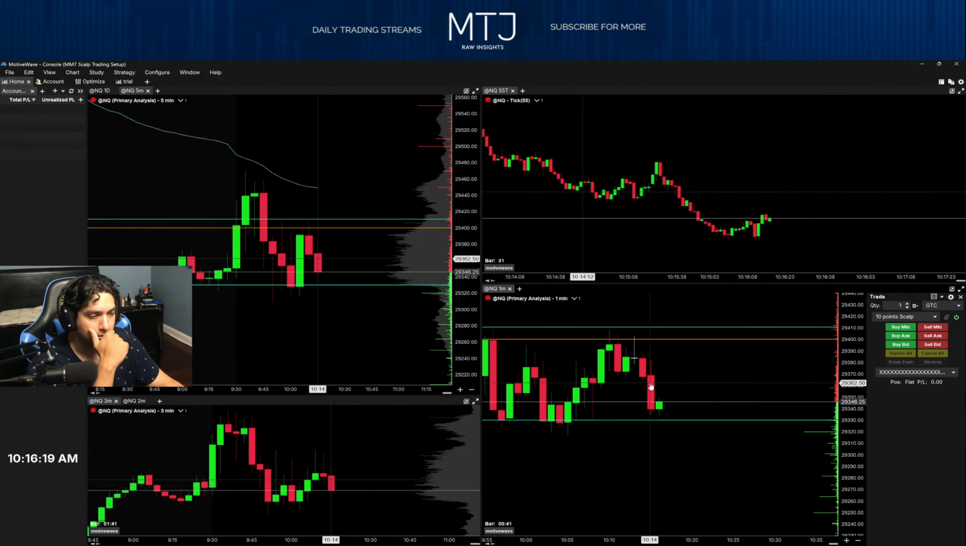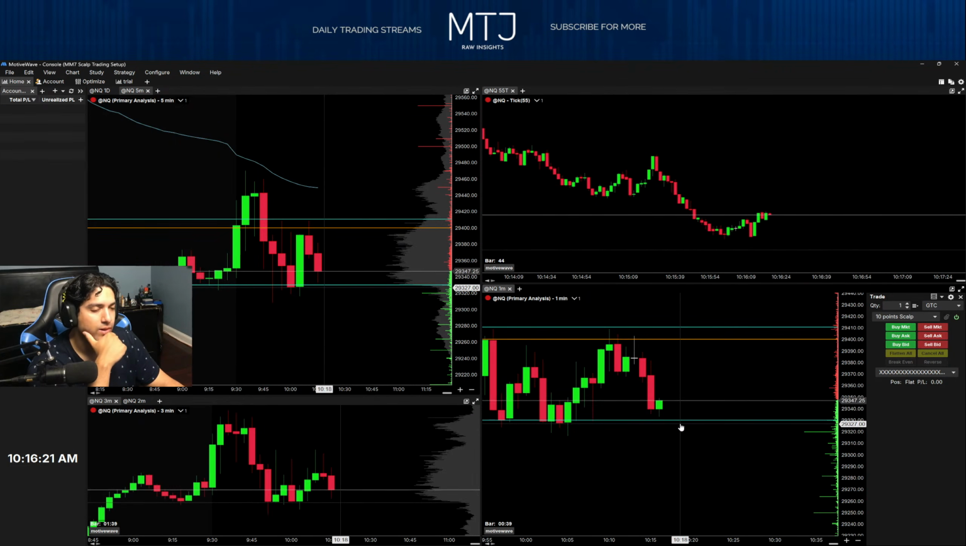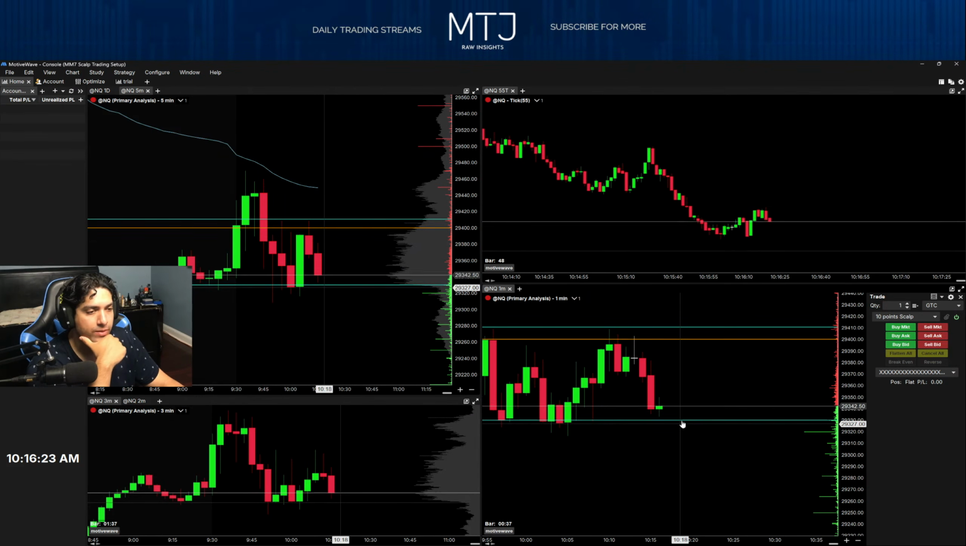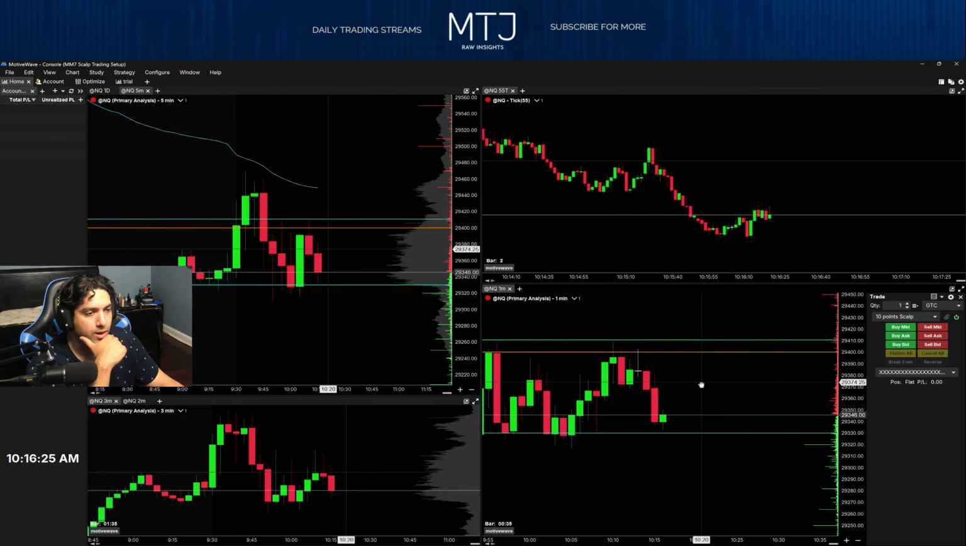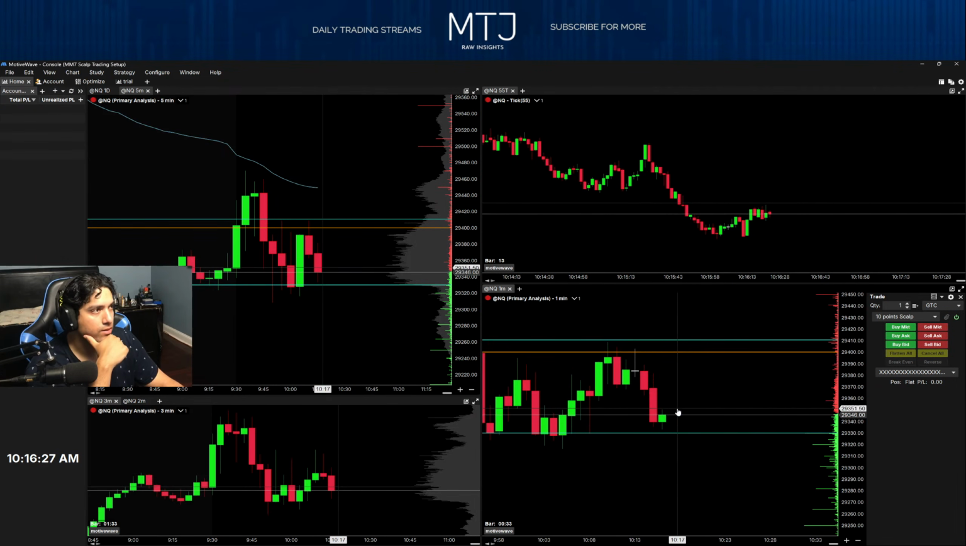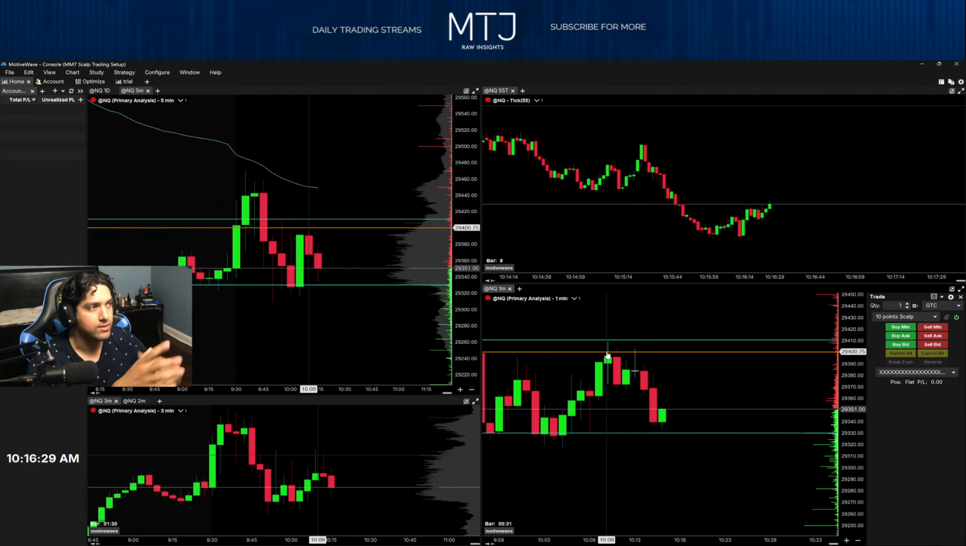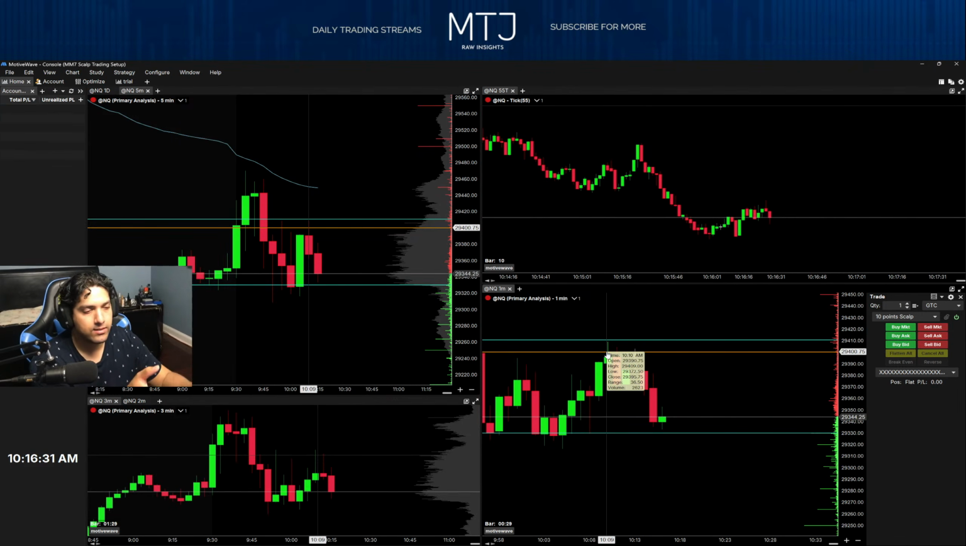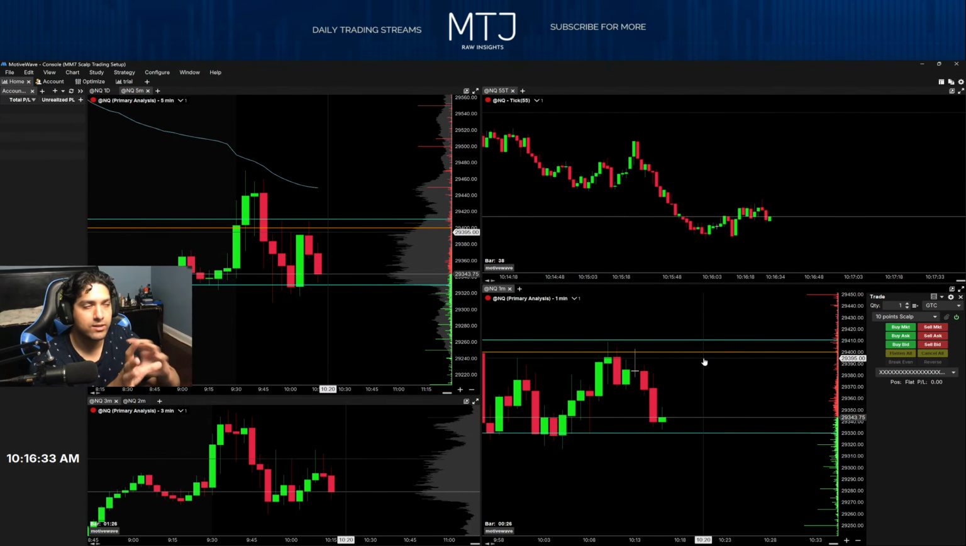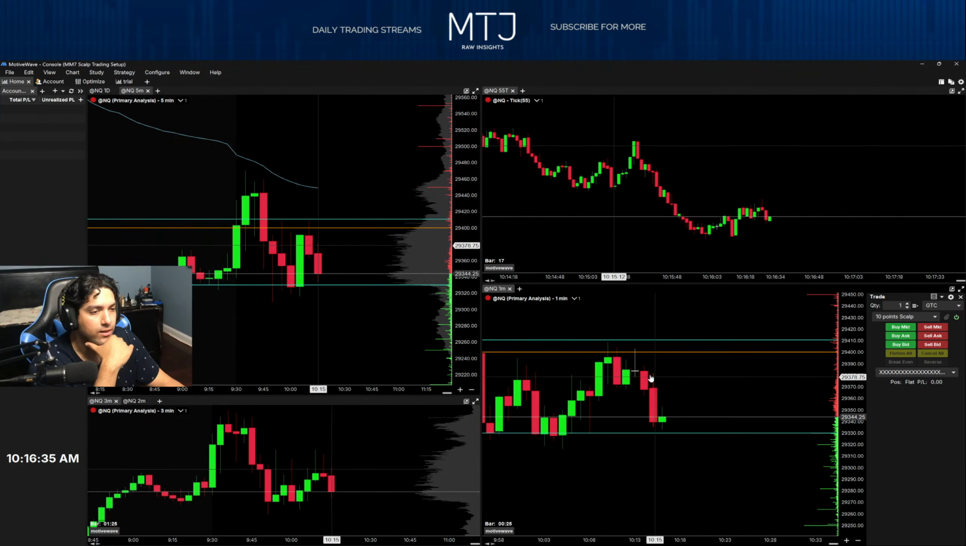Not at the middle of the range. So it's a little bit hard. It takes a little bit of time to get used to. But one way you could have done a short, for example, that I can see right now, but I wouldn't take this. It's still risky, but this is just an example, and it's just roughly kind of setting up.